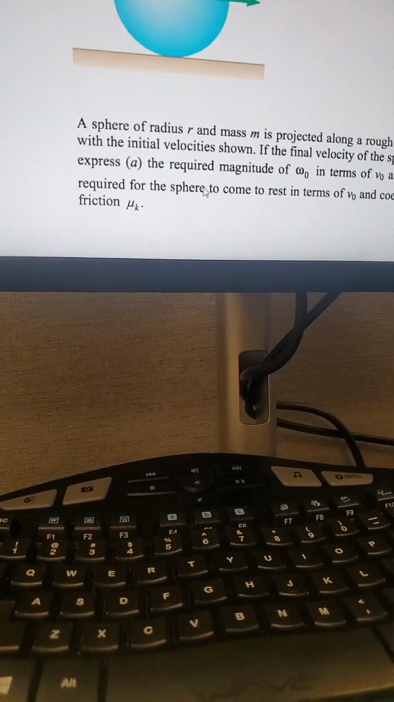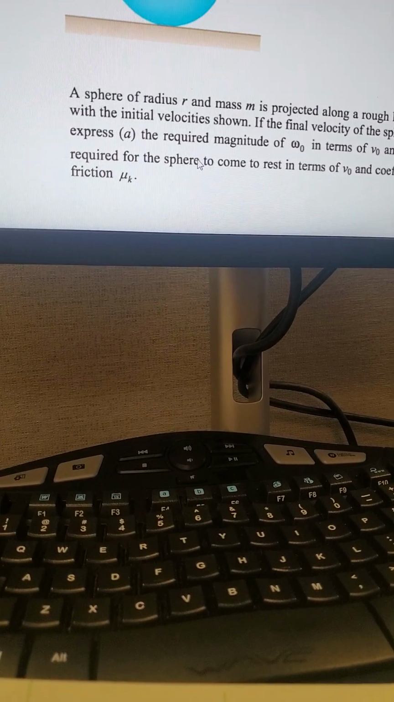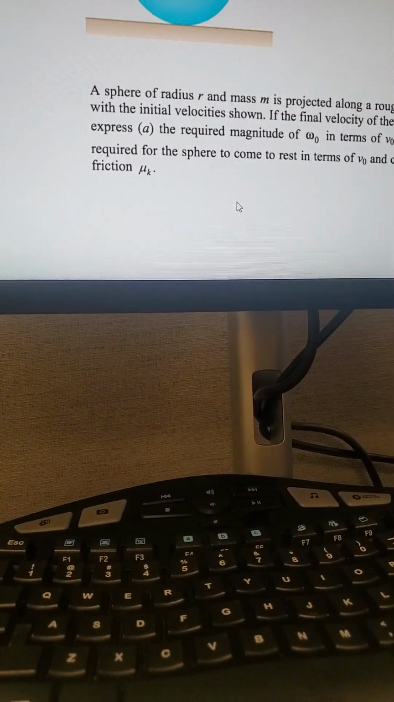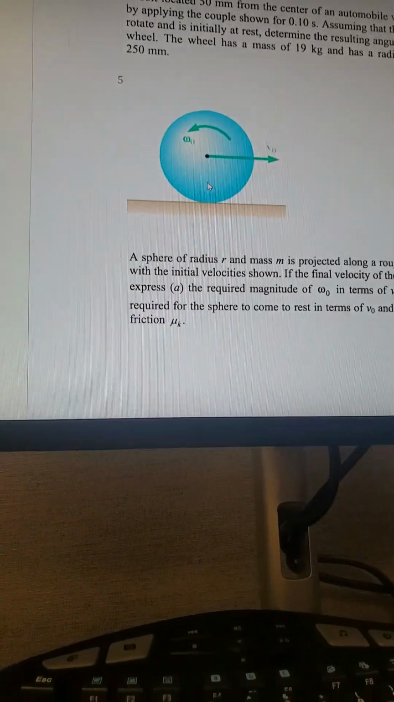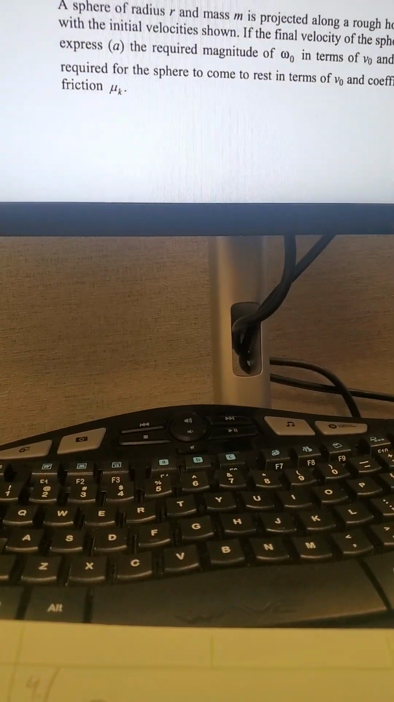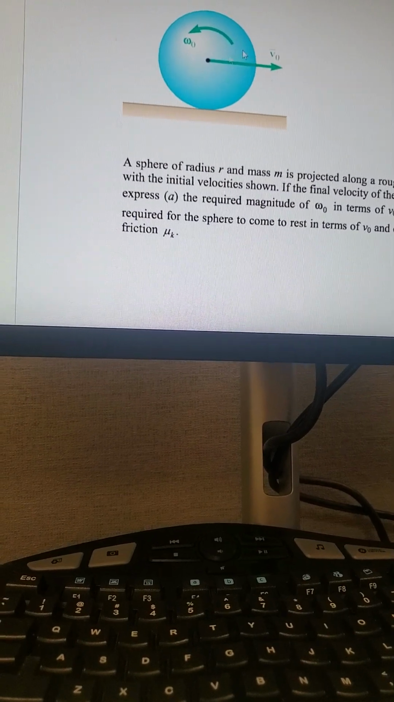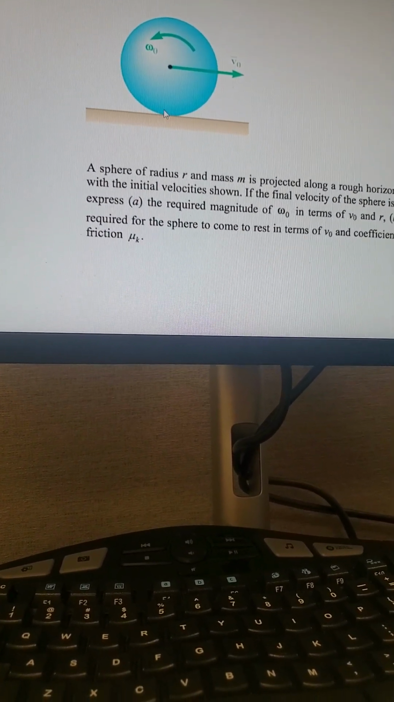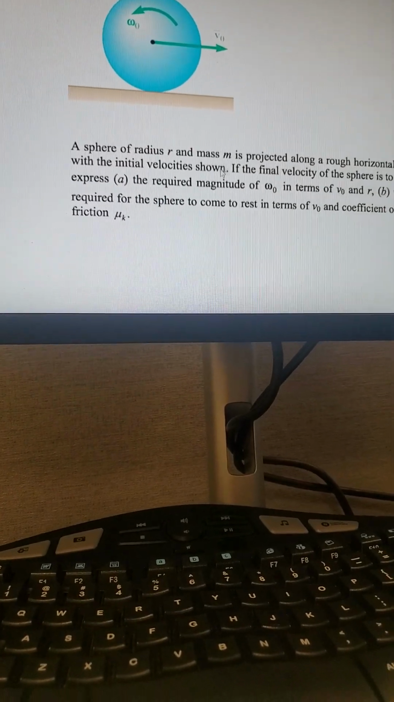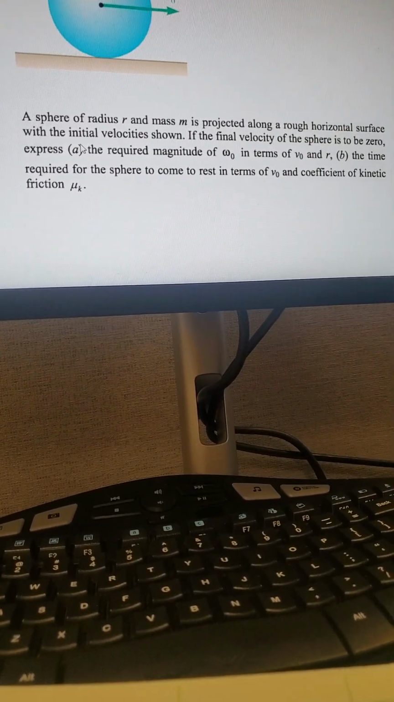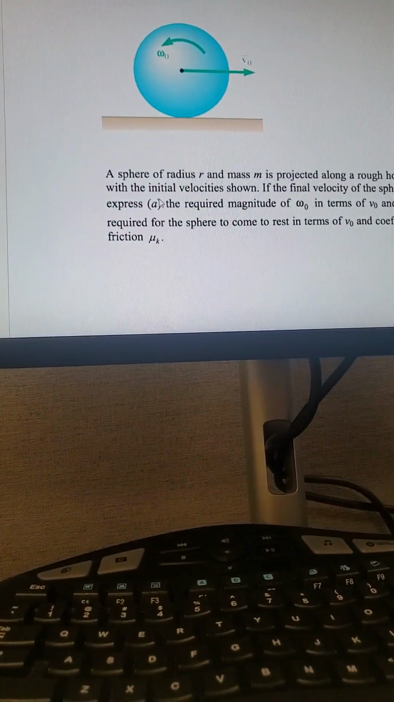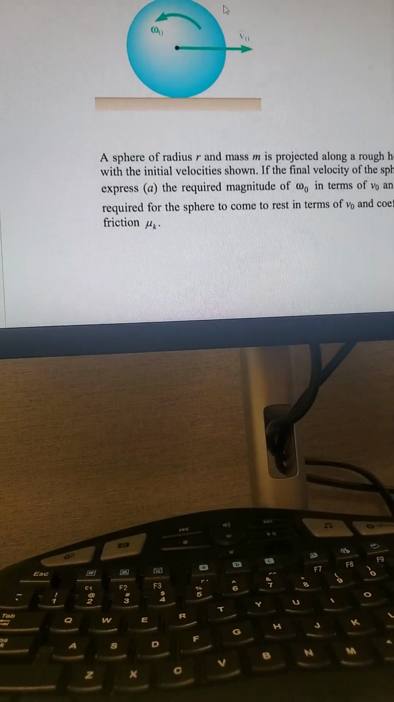So the sphere, and let's see. It has an initial velocity, but it has an angular velocity in the other direction. So that means there is slip occurring, which means that there's going to be a coefficient of static friction involved, because it's moving one direction, and rotating in the opposite direction.